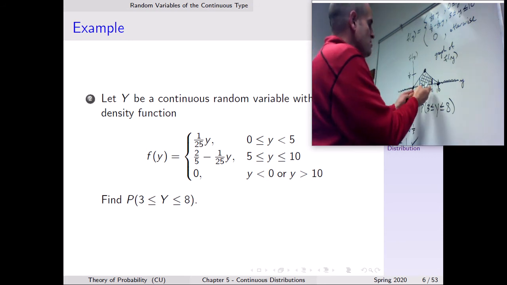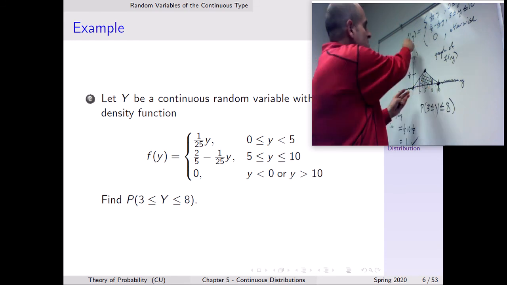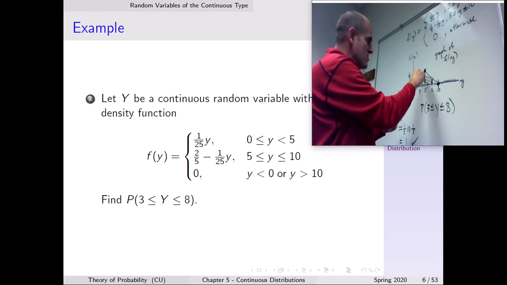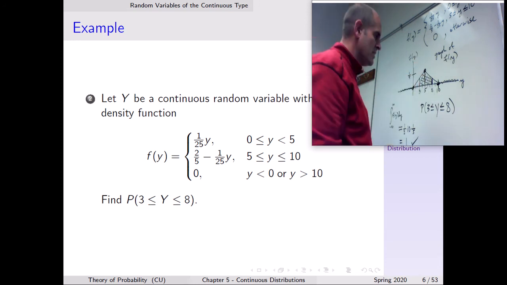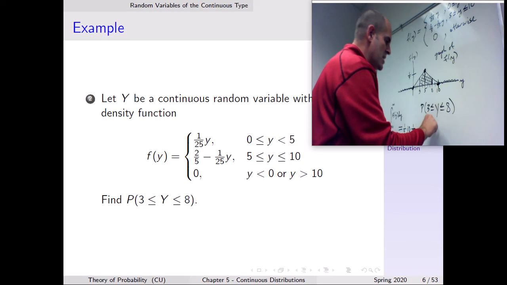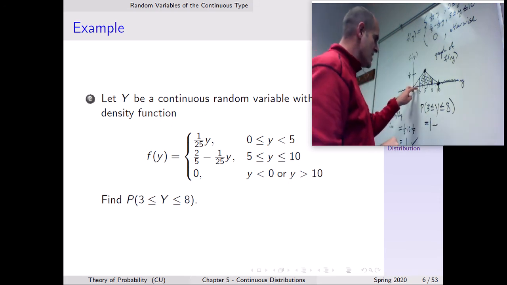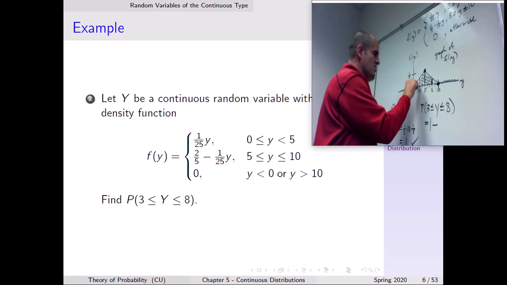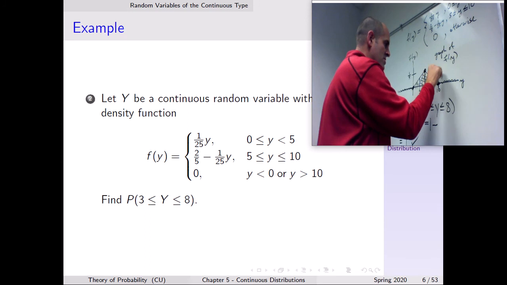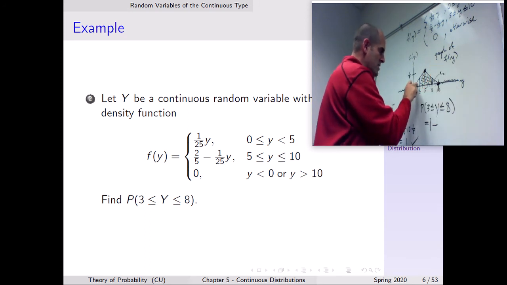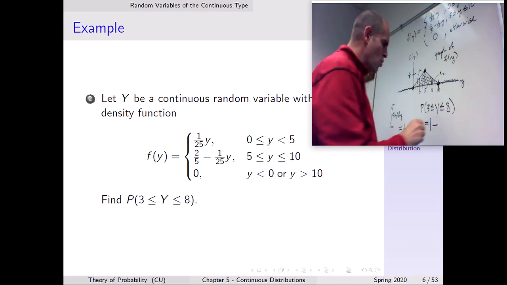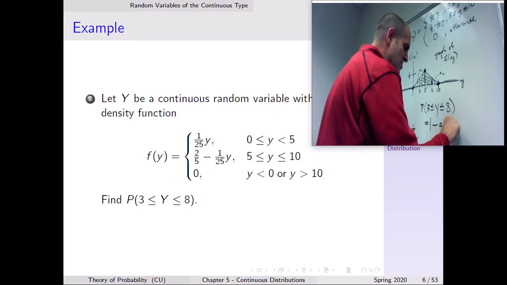I could, of course, just compute the integral from 3 to 8 of this function, but then I would have to break it up right here in the middle at 5 because the function changes there. That would be a little bit annoying, but an easy geometric way to do this is just to go 1 minus the area of this triangle right here. Let me call this A1, and let me call this area right here A2. So this is A1, this guy right here is A1, and that guy over there is A2. So this is going to be 1 minus A1 minus A2.